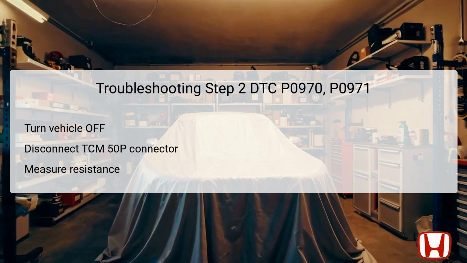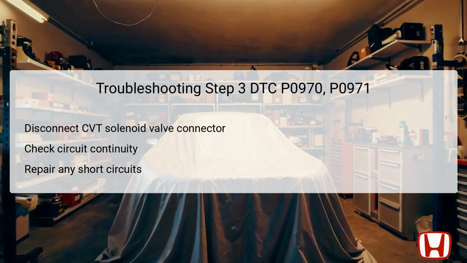A measurement within this range indicates that the connection is adequate, but if the resistance is less than 4.7 ohms, it suggests a short that needs to be addressed. Conversely, if the resistance exceeds 5.9 ohms, it may imply an open circuit that requires further examination. For the third troubleshooting step, you need to check for continuity in the circuit to diagnose potential shorts.